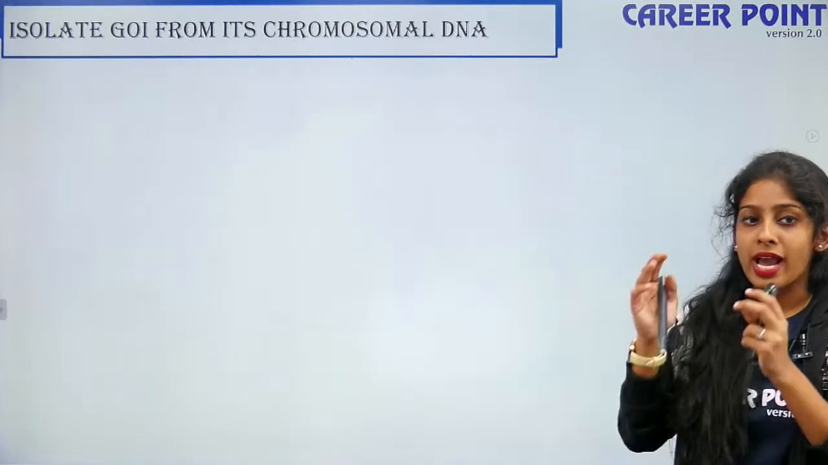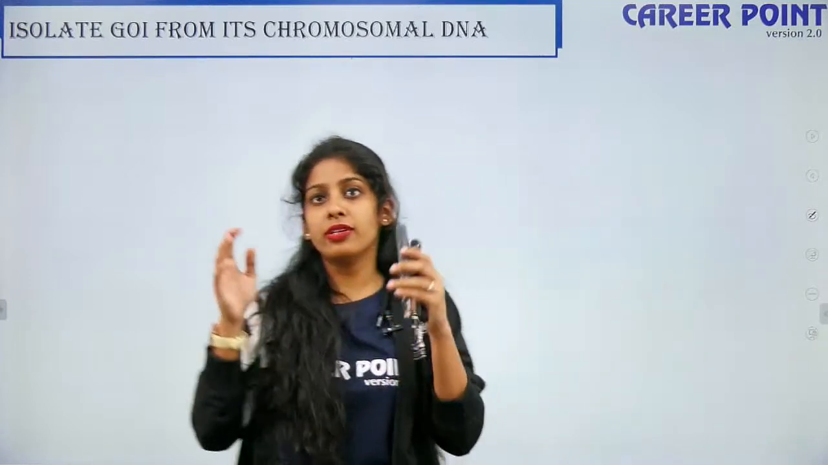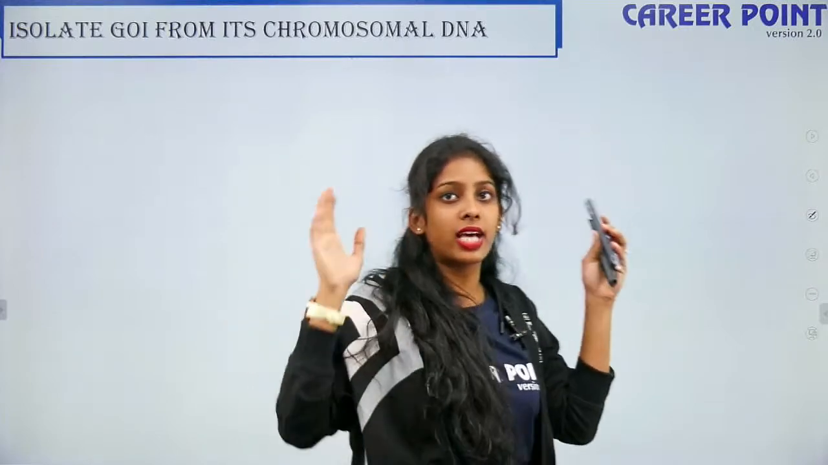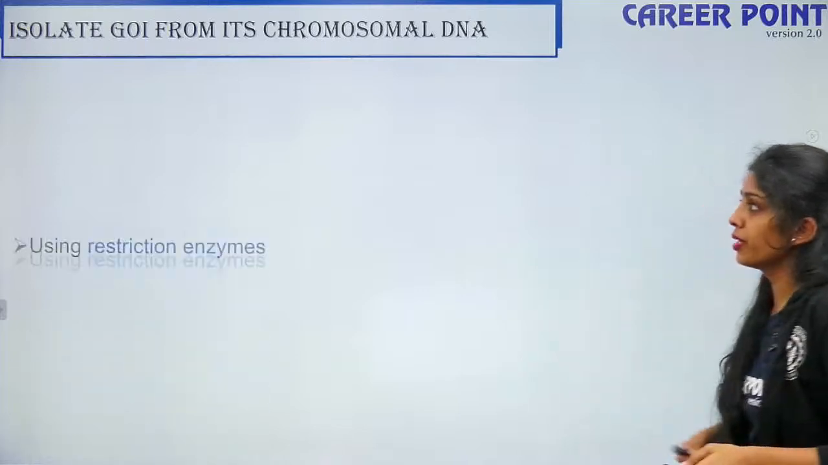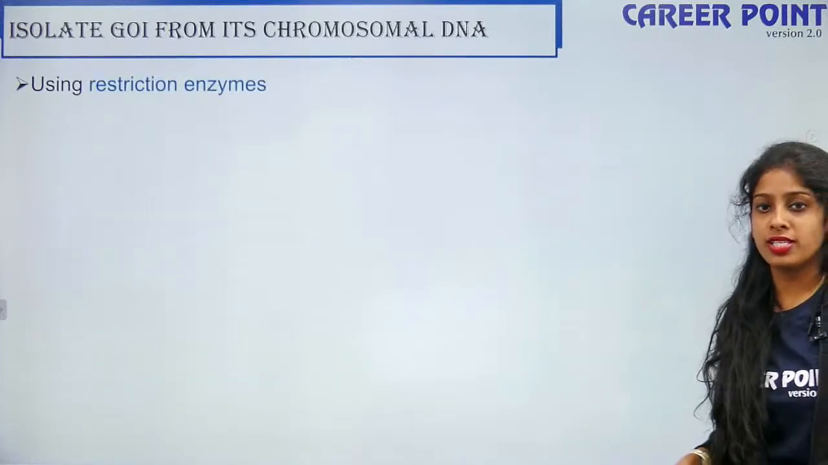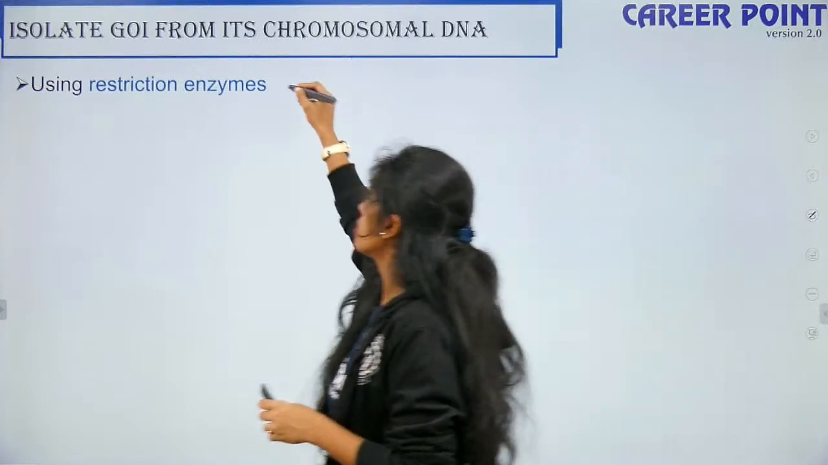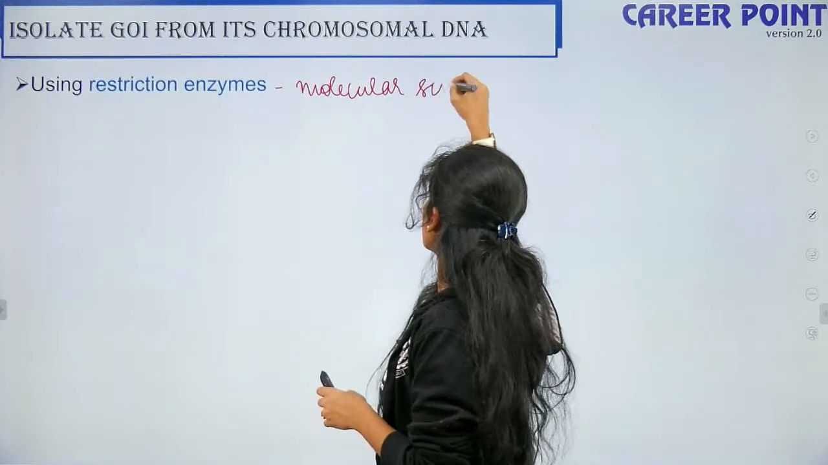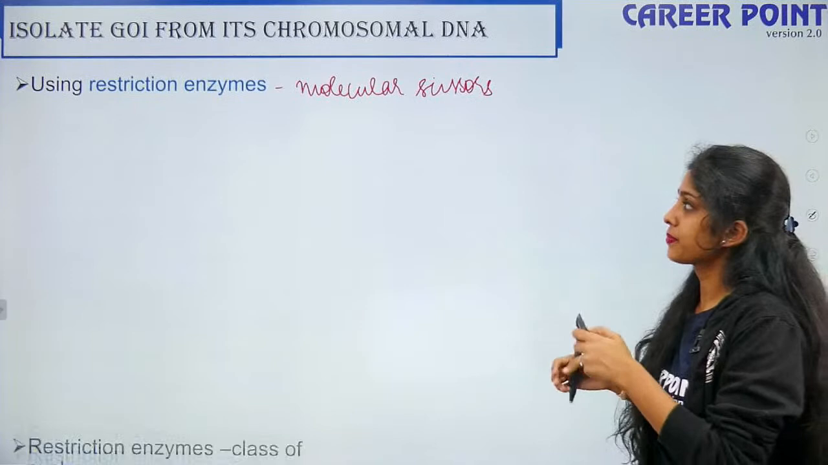Okay, so now we are going to isolate your gene of interest from its chromosomal DNA. So remember, you are going to take out only a part of your gene from the entire chromosomal DNA from monkey A. So how are you going to do it? With the help of restriction enzymes, you are going to chop the DNA. Restriction enzymes are also known as molecular scissors. Alright, so you are going to chop off your DNA.